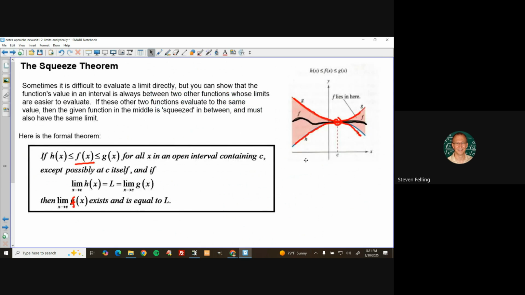And then we talked about the squeeze theorem as well, that sometimes you can evaluate a limit by finding bounding functions that are easier to evaluate the limit of, and if they evaluate to the same value, the middle value is approaching that same value. All right, that'll wrap up this video.